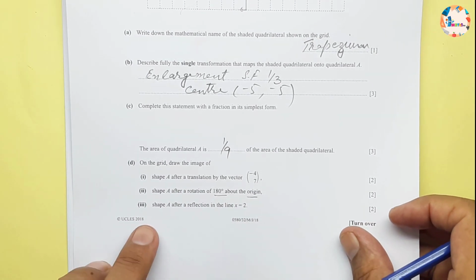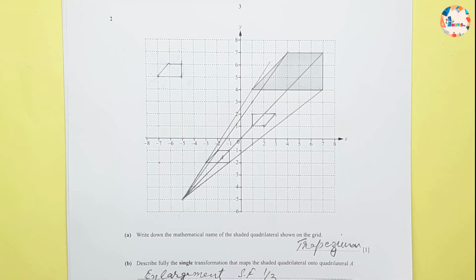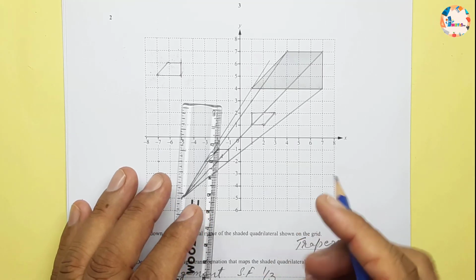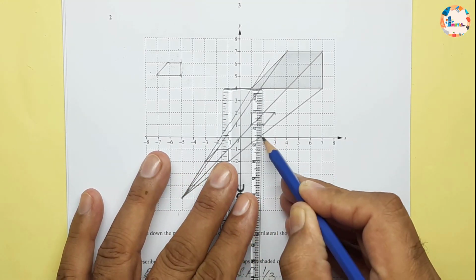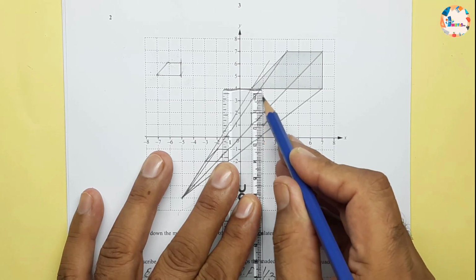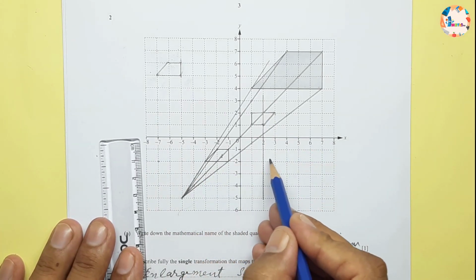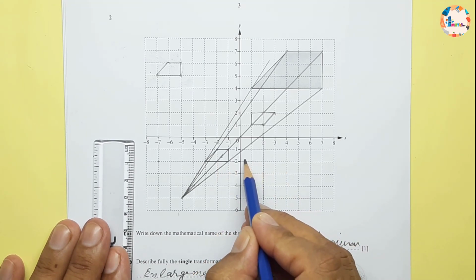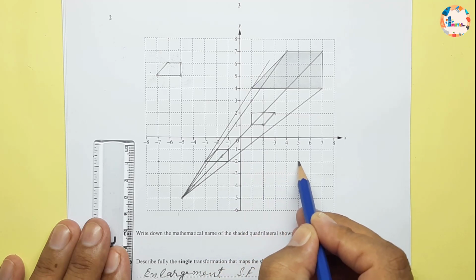Then they are saying shape A after a reflection in the line x is equal to 2. So x is equal to 2 is this line. This line will be x is equal to 2. Now we have to reflect this. So from here 1, 2, 3 units.